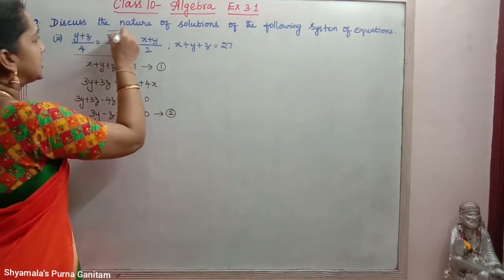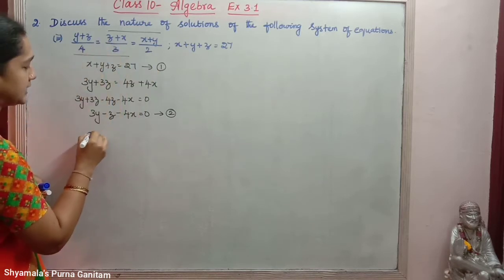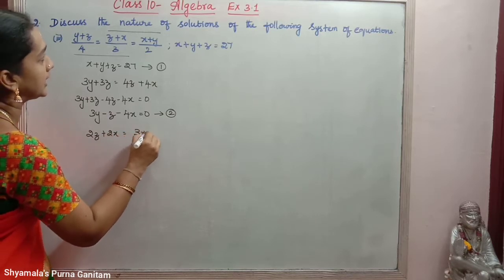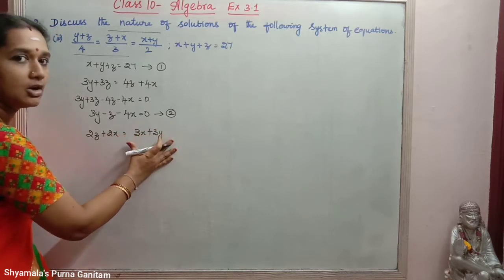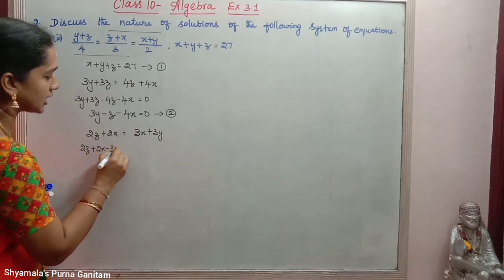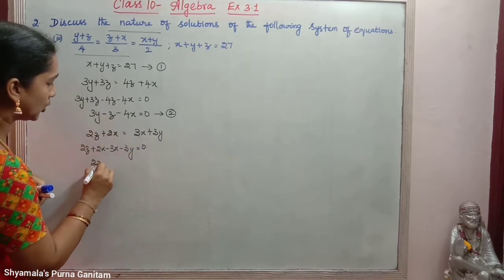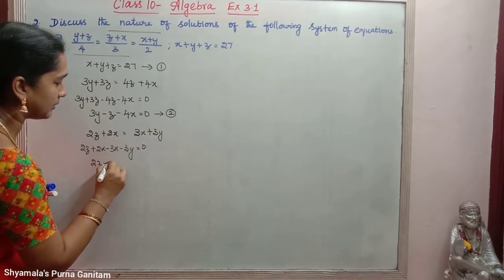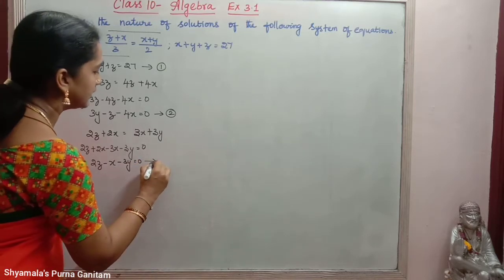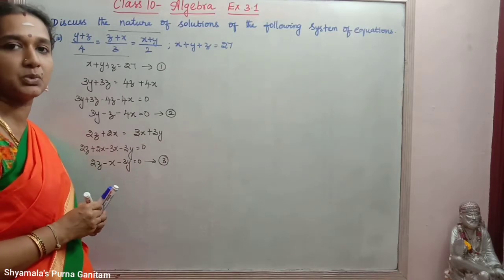In the same way, the second and third expressions I will take. When I cross multiply this, it will be 2z plus 2x is equal to 3x plus 3y. Bringing all the terms to one side, 2z plus 2x minus 3x minus 3y is equal to 0. So 2x minus 3x will be minus x: minus x minus 3y plus 2z is equal to 0. So this is the third equation. So I got three equations with three variables x, y and z.